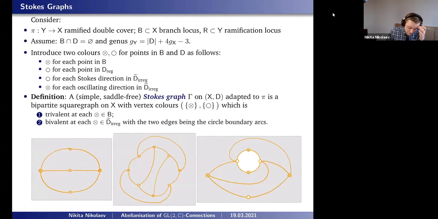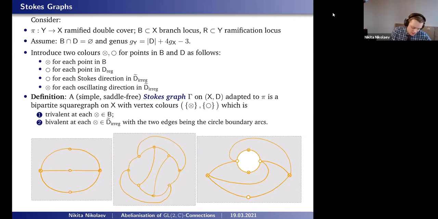So here's a definition. This is the gadget that I need. A Stokes graph with some adjectives, simple, saddle-free, doesn't really matter what they mean. So a Stokes graph, gamma, on this data, which is a pair of Riemann surface X with divisor D, adapted to my double cover pi. It's a bipartite square graph on X with vertex colors as I just described, and which satisfy some rules.